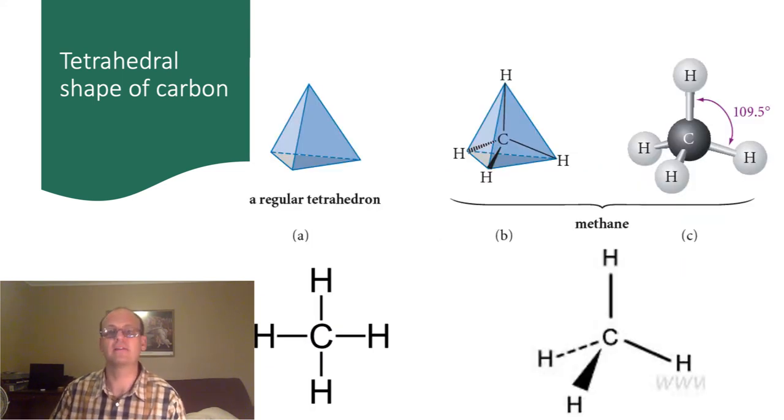Here's another look at that tetrahedral shape of methane. Notice that for convenience, when we draw a structural formula, we indicate the angle between the hydrogen atoms as being 90 degrees. However, that's a two-dimensional representation of a three-dimensional molecule. The true bond angle is about 110 degrees.